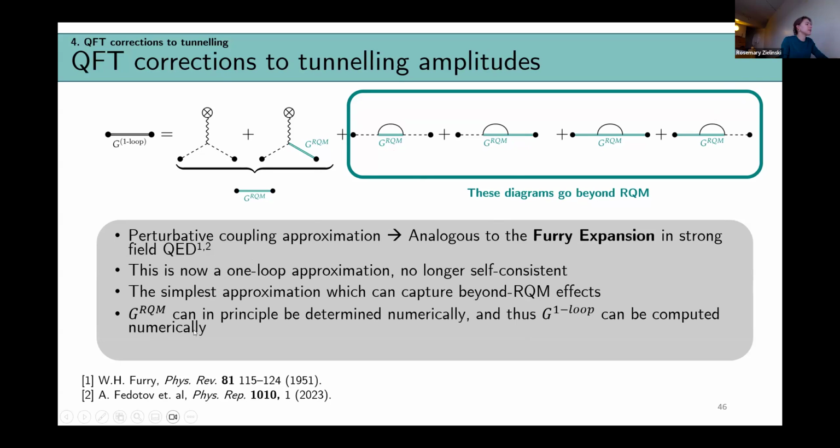And also to emphasize that G_RQM can in principle be determined numerically. And therefore, if we know this, we can also determine the one-loop propagator numerically as well, simply by inserting it into the equation I just showed and modeling that numerically. Obviously, again, this is quite difficult, but still much simpler than solving an integral equation.